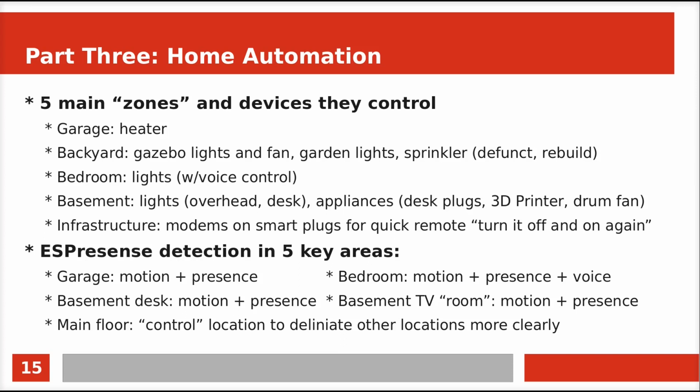And then again, same idea: basement desk, motion and presence for a light; TV room, motion and presence for a light; and then that control location doesn't actually have a motion detector, it's just for that LE control. So yeah, that pretty much covers my home automation. Something pretty cool. Maybe I'll expand on this a bit more if there's interest. And yeah, that's it for that section.